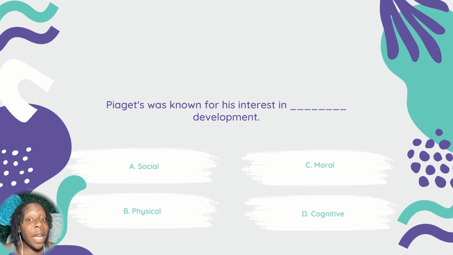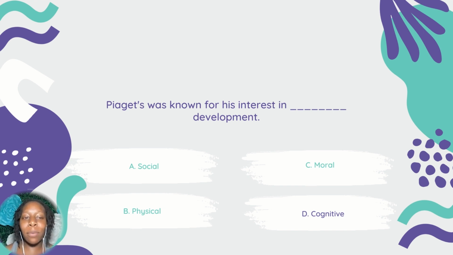All right. Piaget was known for his interest in what? All right. He was known for cognitive development. So social was Vygotsky. I always say his name wrong, so y'all, I apologize for that in advance. Moral is Kohlberg, and then physical, we're talking about psychology. I don't know that there were any physical developmental theories out there that we had to learn in graduate school. Now, did we have to learn the development of the brain? Yes, but it was in relation to how the brain impacts behaviors, not necessarily the overall physical aspects of it.